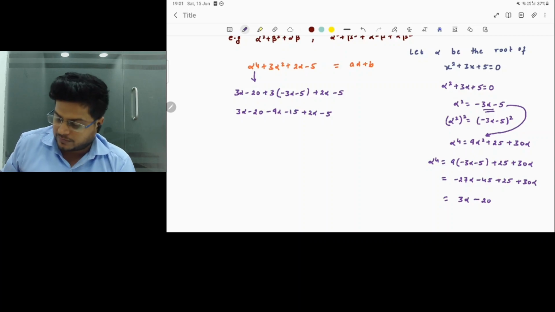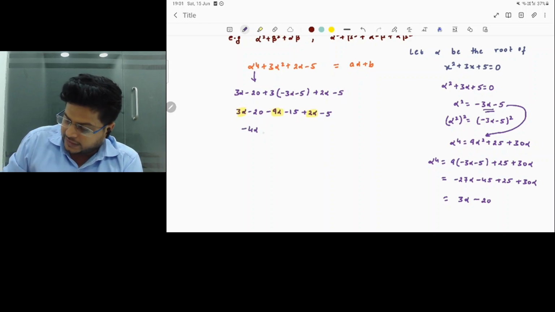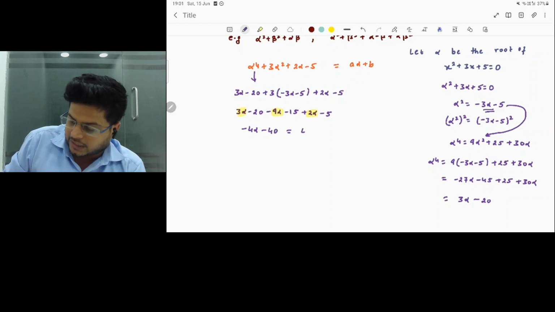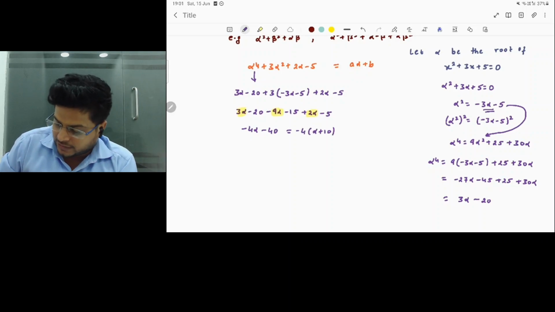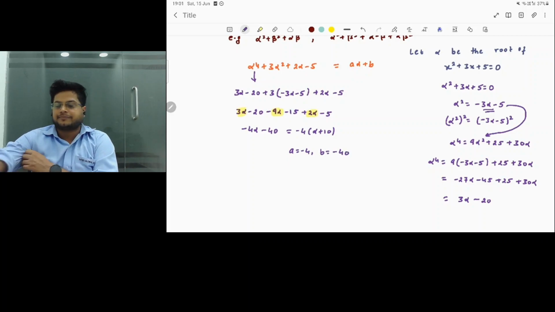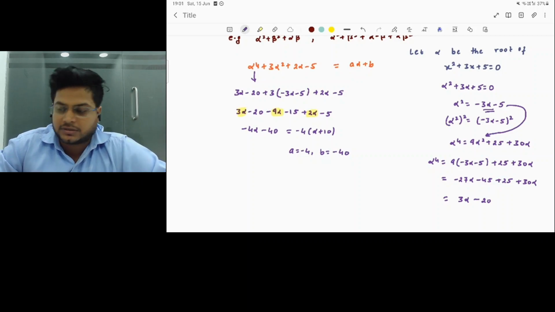Okay. So when you simplify this, these are of similar type, 3 alpha, this and this. So the final calculation is 5 minus 9, which is minus 4 alpha, and minus 20 minus 15 and minus 5 gives you minus 40, which we can write as negative of 4 alpha plus 5. So what is the A value? A is going to be minus 4, and what is the B value? Minus 40. Okay. So this is one way to handle this problem, right?